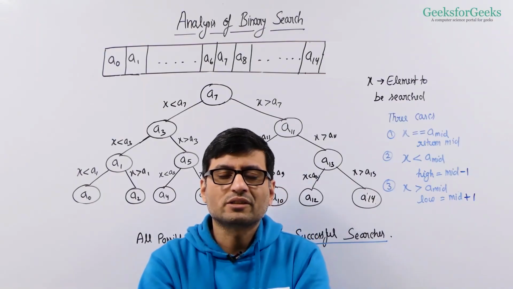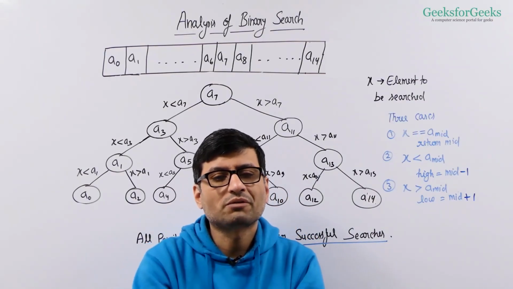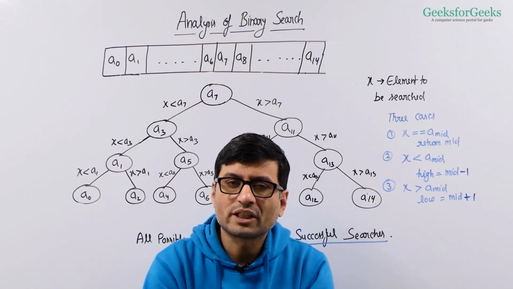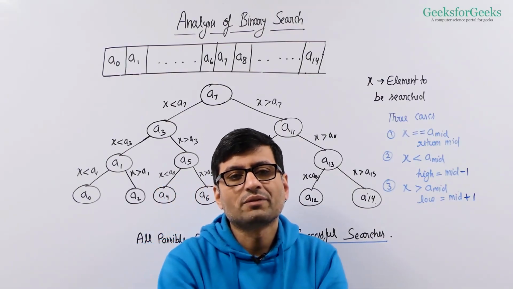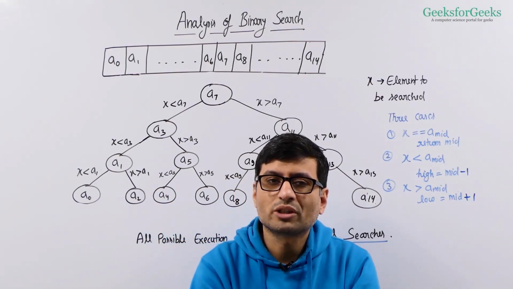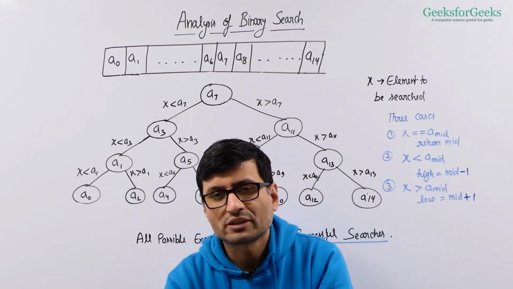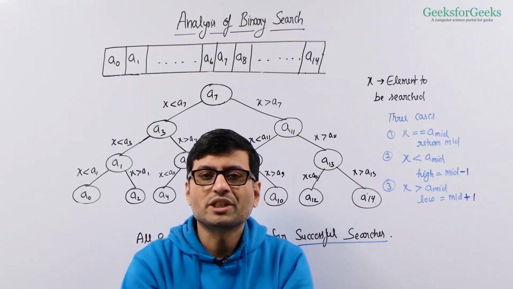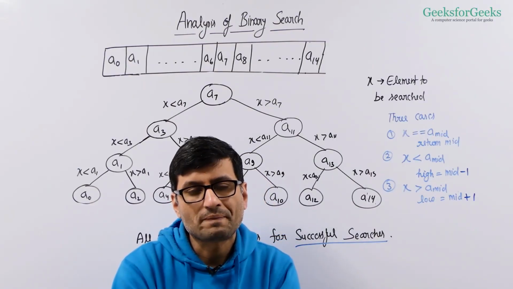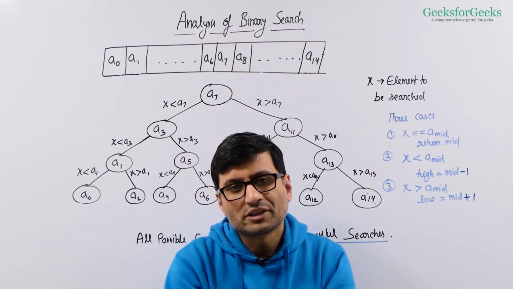If array mid is greater than x, then we go to the left side of this array. To go to the left side, we change high equal to mid minus 1 and we repeat. And if mid element is smaller than x, then we go to the right side of this array. And when we go to the right side, we change our low to mid plus 1. This is what we do in binary search.